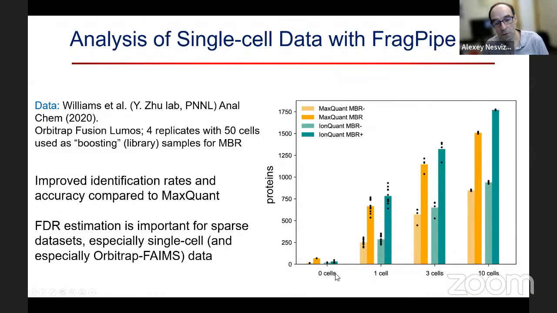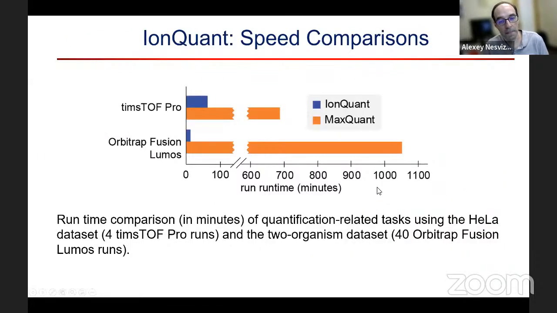You see, 0 cell is a good control here. Match between runs in MaxQuant kind of boosted too much the number of IDs in 0-cell data, whereas because we control it in IonQuant, we don't have that boost in 0-cell data. 0 cell is blank data. Ideally, we shouldn't find anything. It's not a perfect control, but still, I'm glad to see that we are not boosting our IDs with match between runs in 0-cell data as much as MaxQuant. Again, it shows that we are controlling the FDR, and we still have an overall high number of proteins quantified.